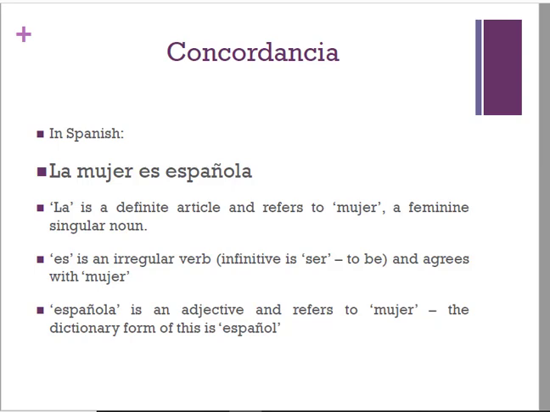Okay. La is a definite article that refers to mujer. Mujer is feminine. Es is the regular verb of the infinitive ser, to be, and agrees with mujer. Española is an adjective and refers to mujer, and the dictionary form of this is español.